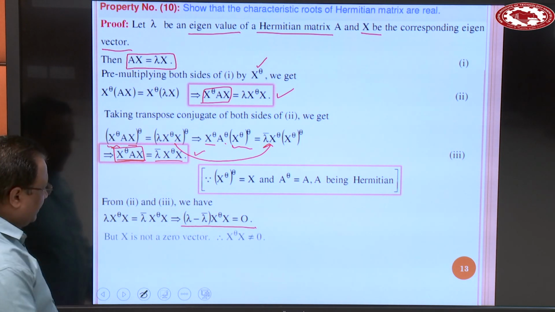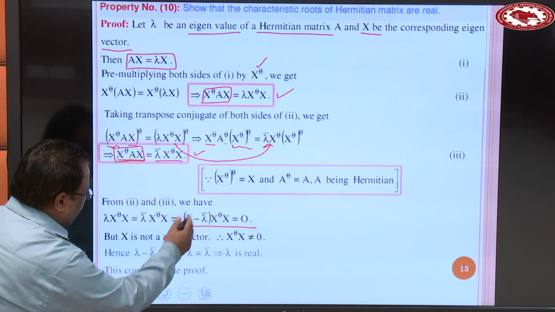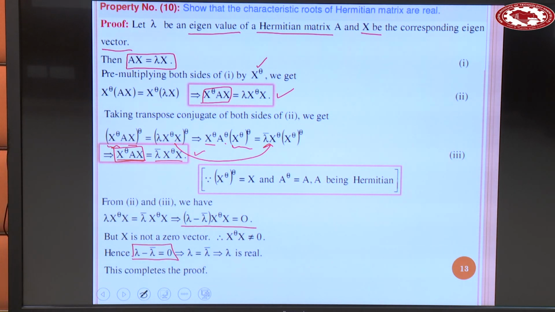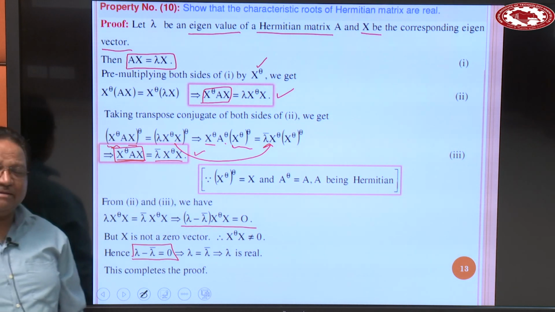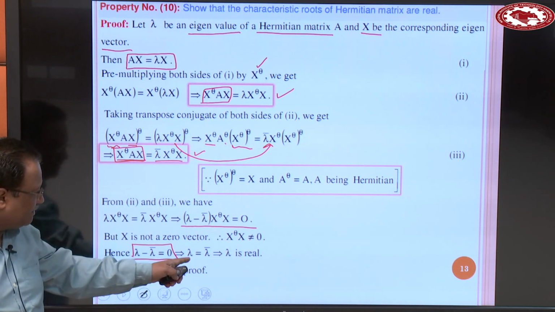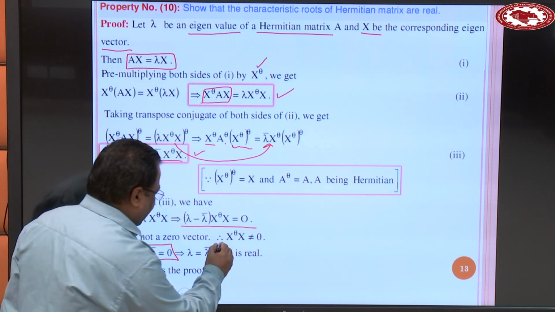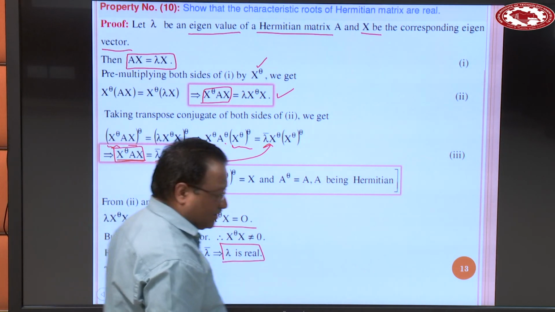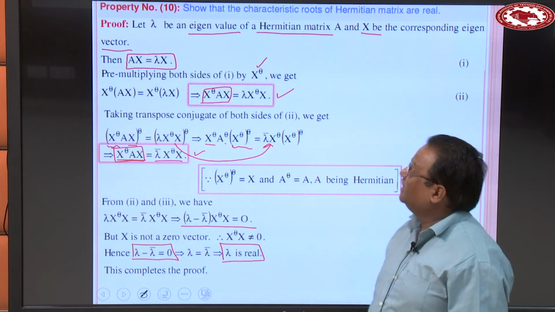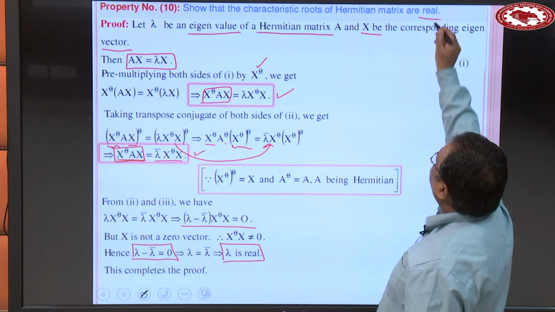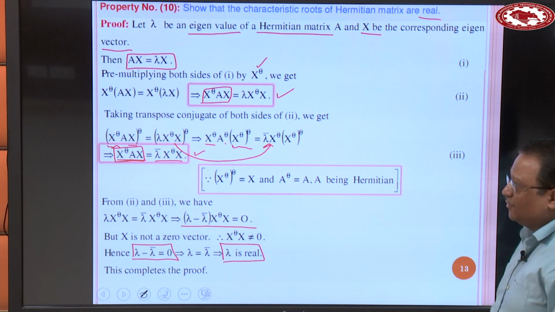This means lambda minus lambda bar is equal to 0. And lambda minus lambda bar equal to 0 means lambda is equal to lambda bar, and this is only possible if lambda is real. This completes the proof. So the eigenvalues of a Hermitian matrix are real. Clear? This completes the proof.